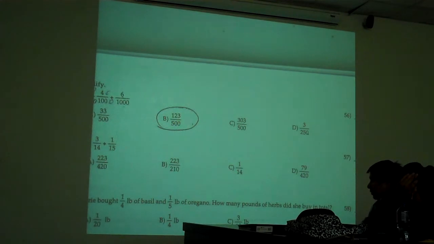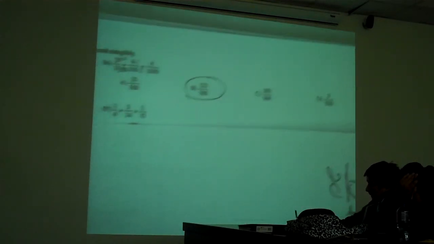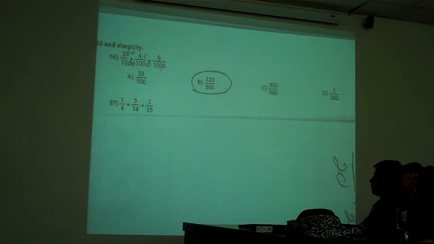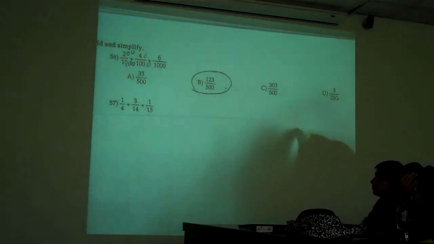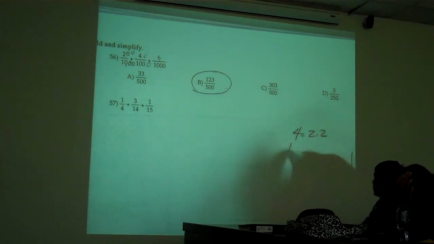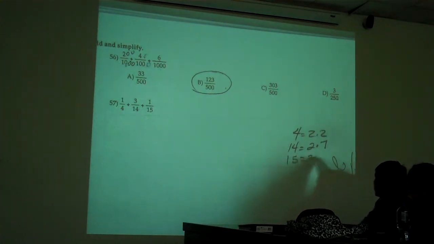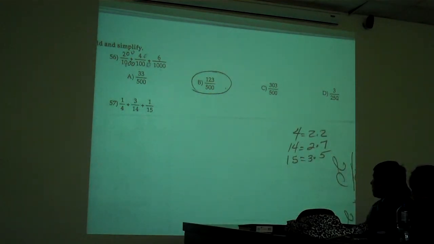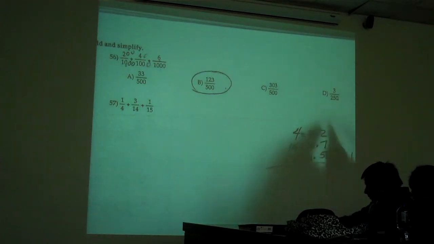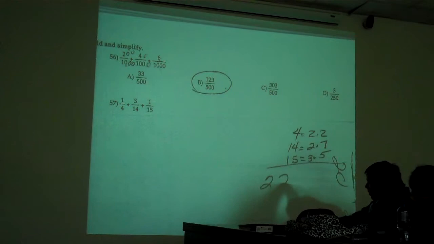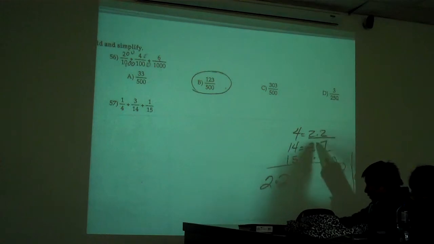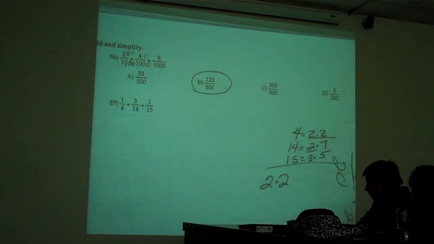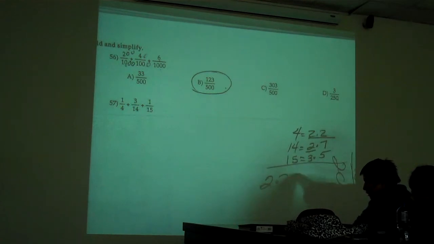Okay, 4, 14, and 15 are our denominators. We need a common denominator. 4 is 2 times 2, 14 is 2 times 7, and 15 is 3 times 5. Okay, our common denominator has to have all those factors. We need, how many 2's? There's 2 and 1. You only need 2 of them. You don't need all 3 of them. Okay, and then a 3 and a 5 and a 7.